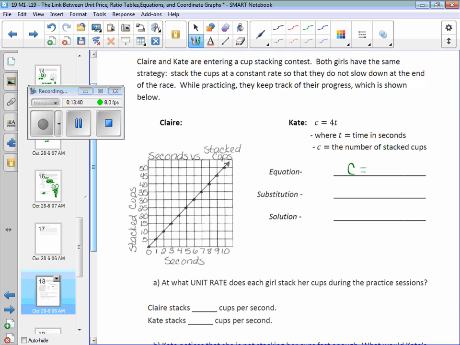I'm going to rewrite the equation for Kate. What do you substitute in for time? What do you substitute in for the amount of seconds if we're trying to figure out how many cups per second? What takes the place of T? 1. Yes, 1. 4 times 1. So she stacks at a rate of 4 cups per second.